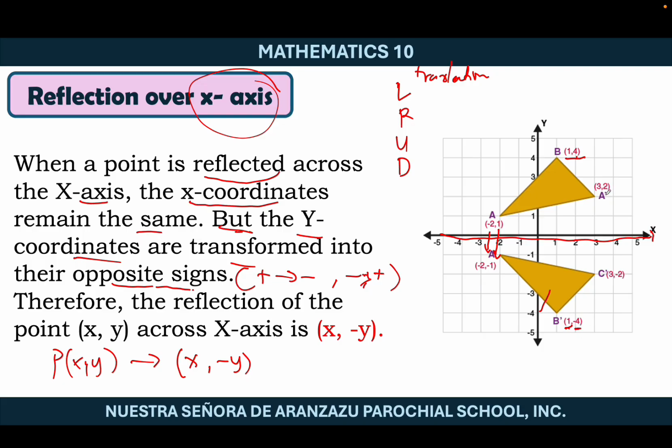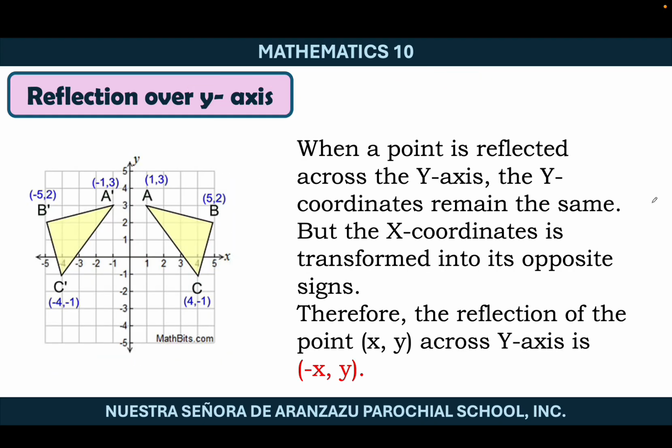Then, point C (3, 2). So, our C prime, copy yung x, so that is 3. Then, change the sign of y, that is negative 2. So, that is the first case when the reflection is over the x-axis. So, sana malinaw yung first rule and first case. Let's discuss the second rule or second case, when the reflection is over the y-axis.